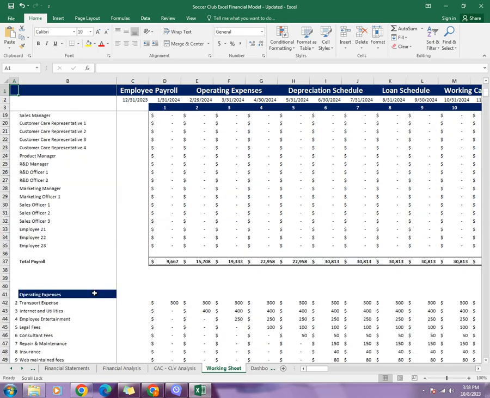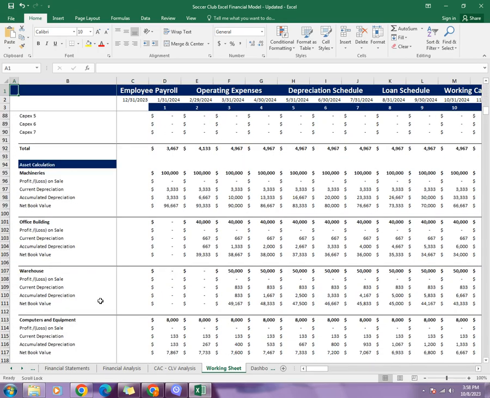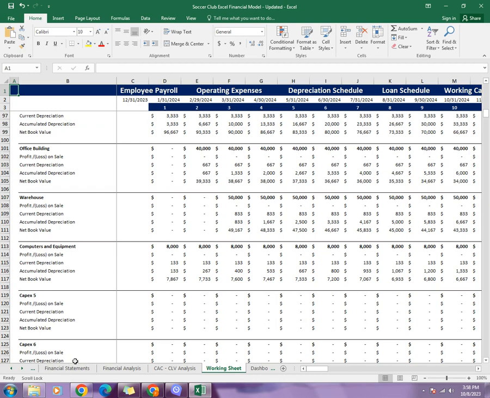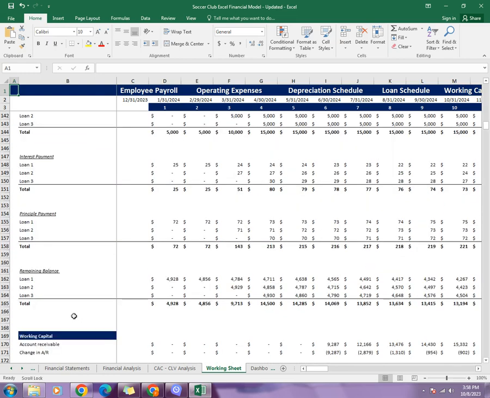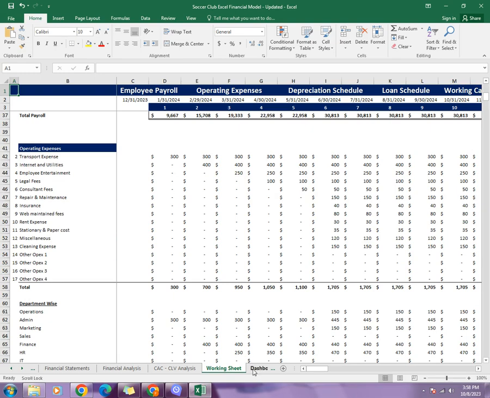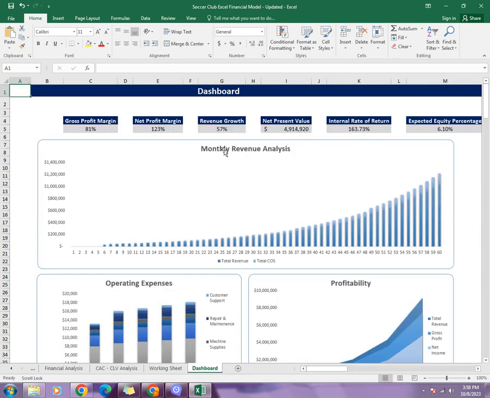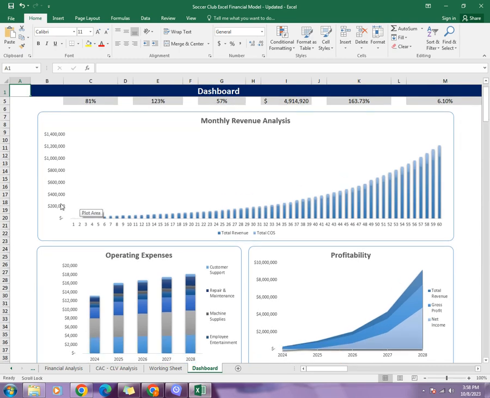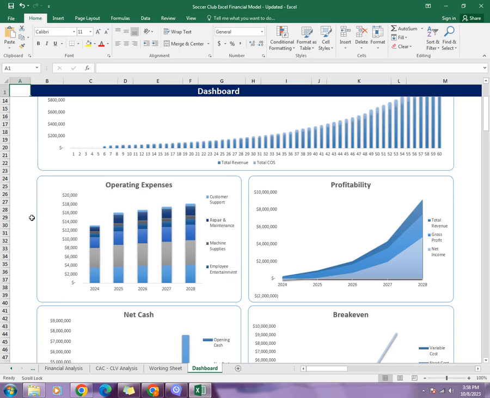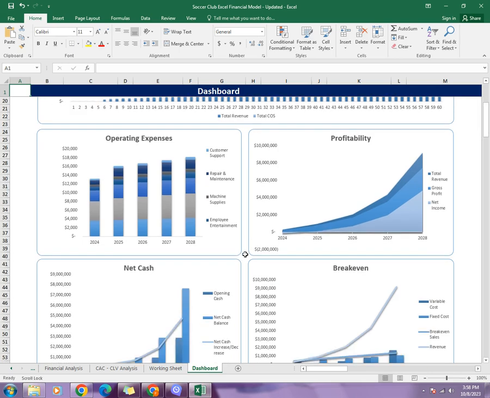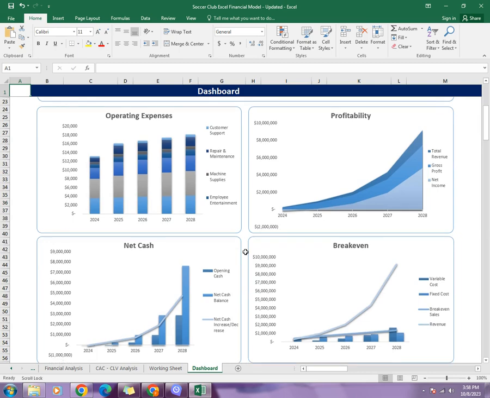The working sheet, as you can see over here, includes all the information, that is, all the calculations that are being used in the financial statements. These include employee payroll, operating expenses, depreciation schedule, loan schedule, and working capital. Then comes the dashboard. The dashboard over here, as you can see, gives you the graphs, which help in making financial decisions as quickly and as easily as possible. By using these graphs, the financial managers or financial officers can give you proper information about your business growth.